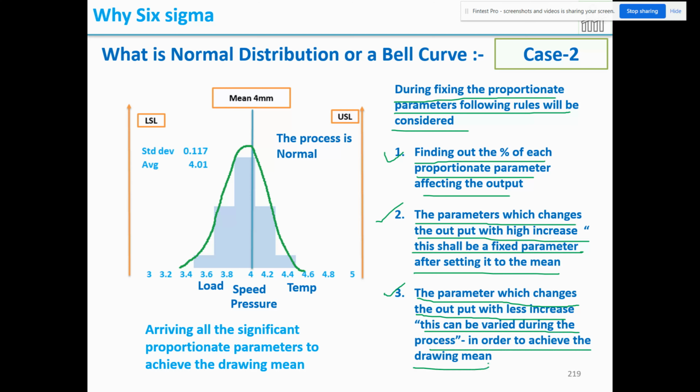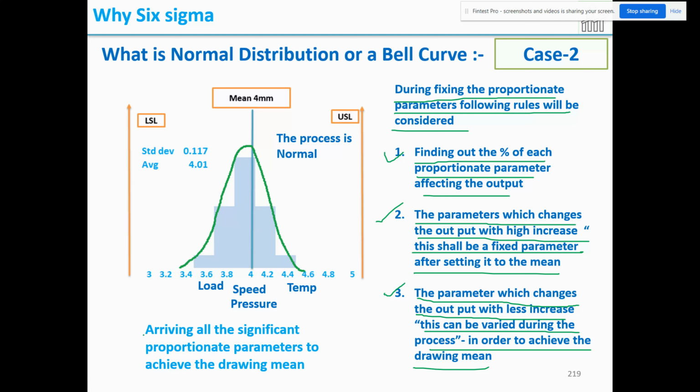That means the parameter which changes the output with a high increase, if you change the temperature from 1 degree to 2 degree, then from 4 mm to 6 mm it will jump. Therefore, you cannot play with that, so you need to fix that to some temperature. Suppose there is another parameter like depth of cut or speed. If you change it more, only a small variation will happen to the process, so you can play with that in the production.